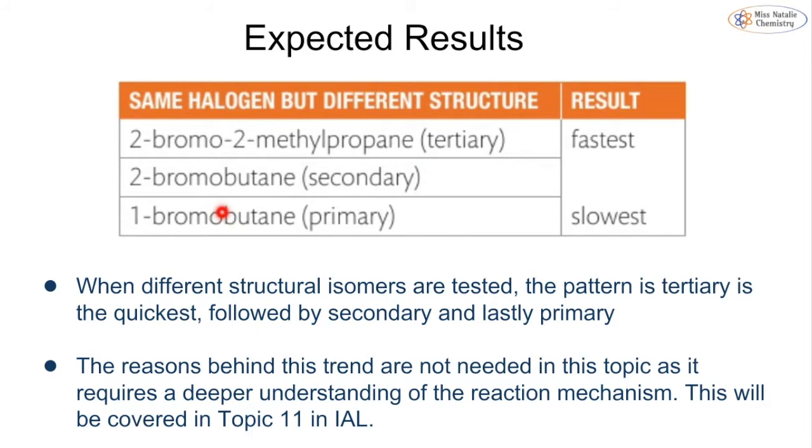When I have my primary, secondary and tertiary halogenoalkanes, what we should see is that the tertiary is the fastest, followed by the secondary, followed by the primary. Now, the good thing is at IAS level, we do not need to understand the trend in this topic. We just simply need to know the trend, that it goes from fastest at tertiary to slowest at primary. The reason for this requires a deeper understanding of the actual mechanism. This will be covered in topic 11 when you get into year 13.